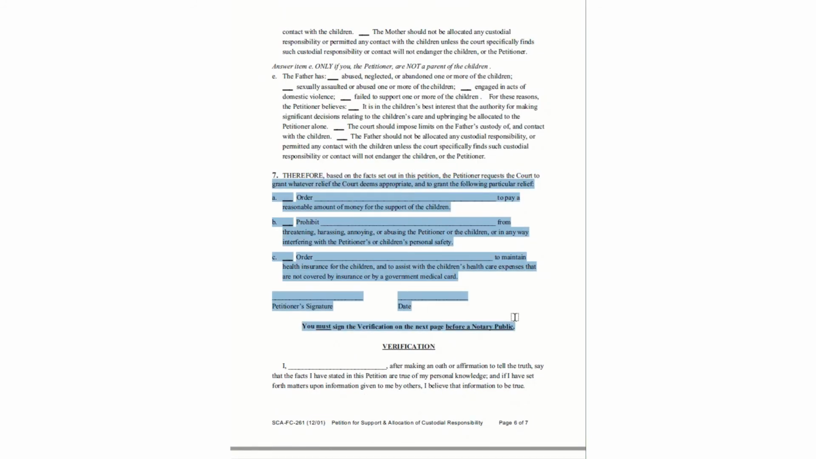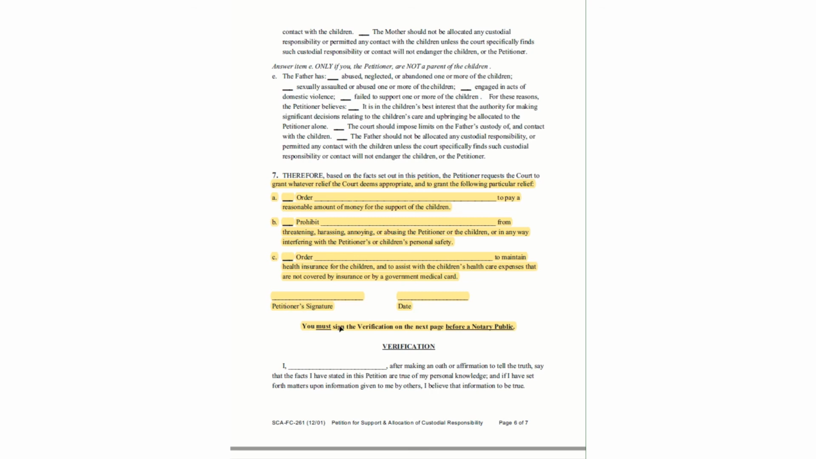Question number 7 on page 6 of the custody petition is basically where you're asking the court to do certain things in the case. On line A, you're asking the court to order that the other side be required to pay child support. So you'd mark that and fill in the name of the person you're asking to pay, the respondent. B is asking to prohibit the respondent from threatening, harassing, or annoying the petitioner or the children in any way. And line C is to order the respondent to maintain health insurance and help with healthcare expenses.